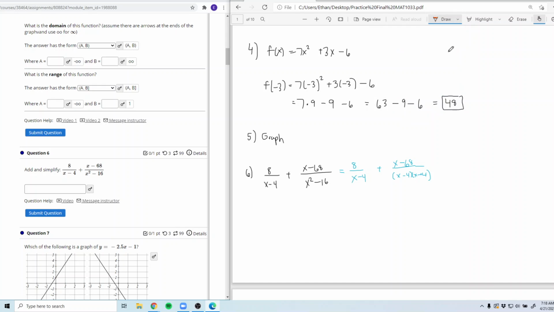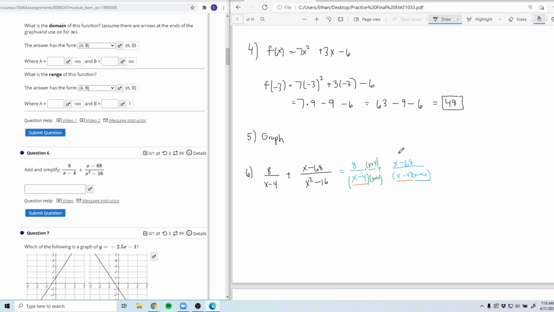Now, what do we do from here? Well, the main goal is to make the denominators match so that we can add the numerators together. We have an x minus 4 in each denominator, but the denominator on the right here has an x plus 4. We want to make an x plus 4 in this denominator, but we can't just multiply the bottom by x plus 4 unless we also multiply the top by x plus 4.